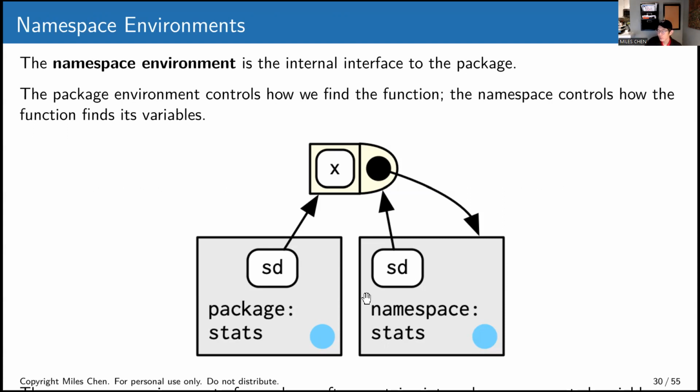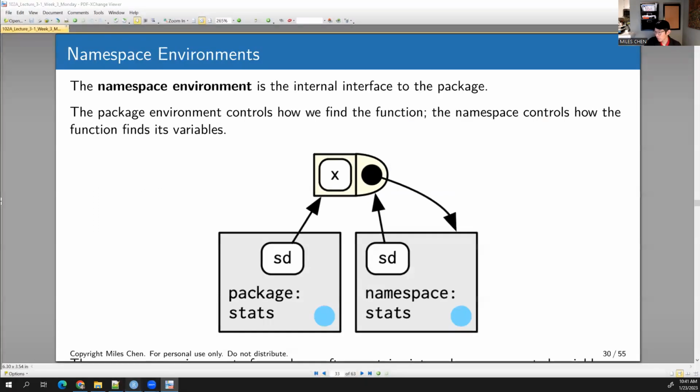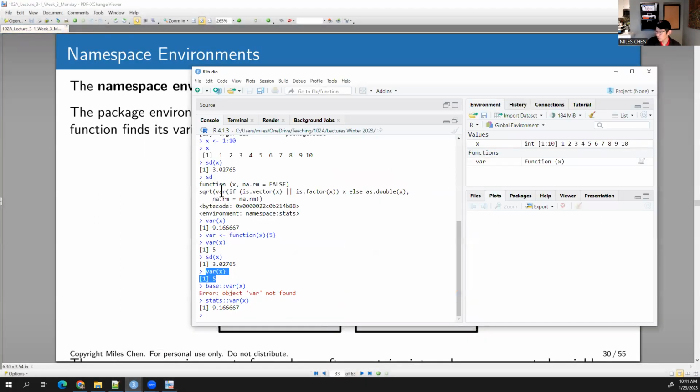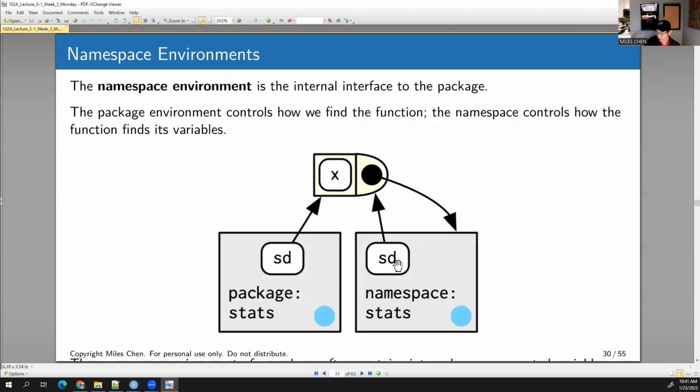The namespace controls how the function inside that package will find its variables. So when we have standard deviation over here, and it's searching for the function called variance, okay, it knows to only search from its namespace. It's not going to look for variance in the global environment. All right, and that's how I can get away with creating just some silly function variance in the global environment that gives me the wrong answer. But the standard deviation function still works. And that's because it's using its namespace environment to find its variables.